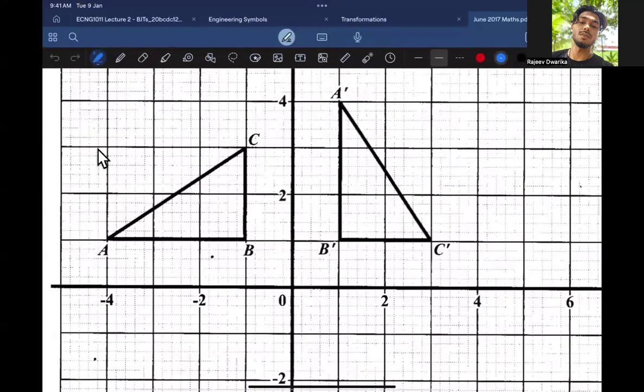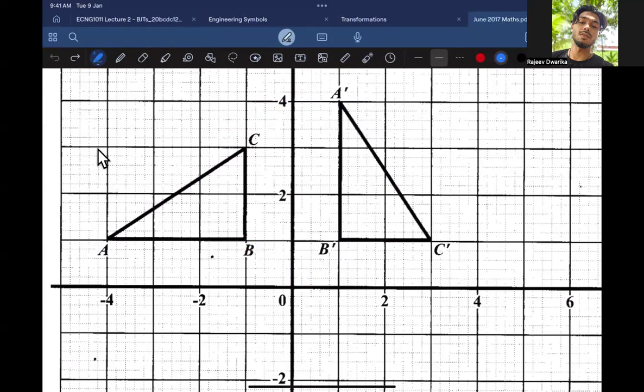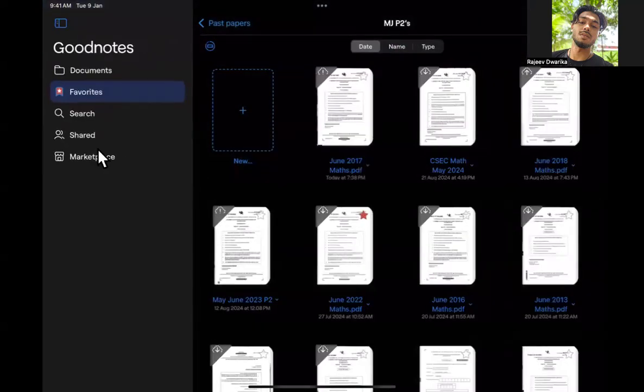Okay, this would not be an enlargement. Could somebody tell me what this would be? We didn't do it as yet, but could somebody tell me what that would be? Rotation. Yes, it looks like a rotation. So I rotate the shape about this point. It looks like I rotated 90 degrees, clockwise or anti-clockwise? Clockwise. So to go from the object to the image, I rotate my shape 90 degrees clockwise. That was our rotation.